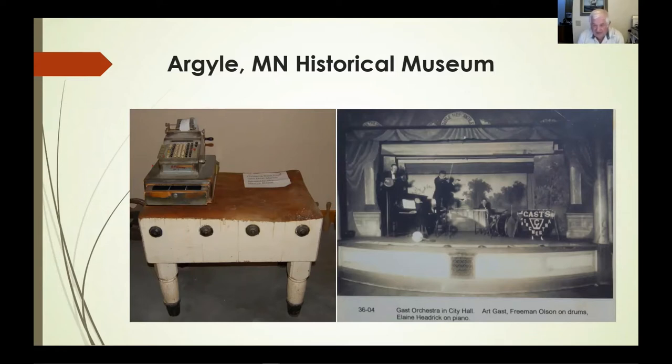On the right-hand side is the Gast Orchestra. That's my mother's family in the city hall. And I believe the city hall was in Warren, Minnesota, the county seat. And it lists some of the people that were in there. Do I have any recordings of the music of them playing? No, I really searched long and hard for it, but I have not been able to find any.